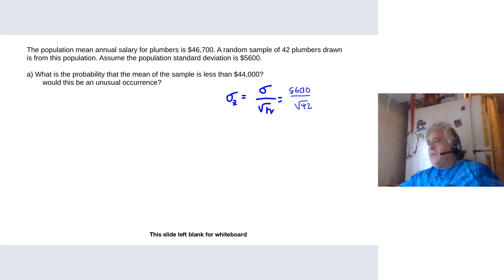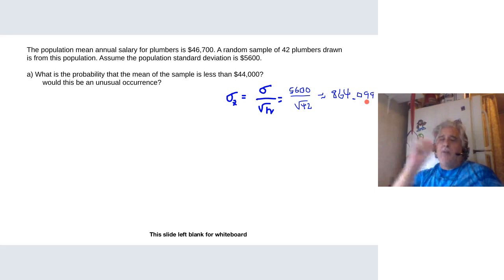So 5,600 divided by the square root of 42 is approximately, so I'm going to use approximation, 864.099. All right, now that's what we're dealing with. Now we never want to use that 5,600 again unless we're asked specifically about one item or one individual.